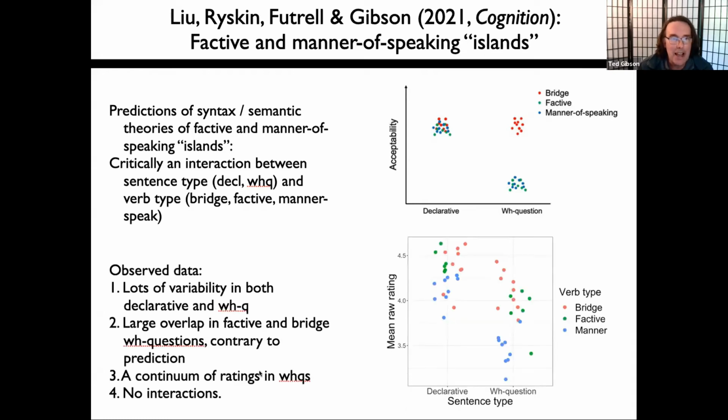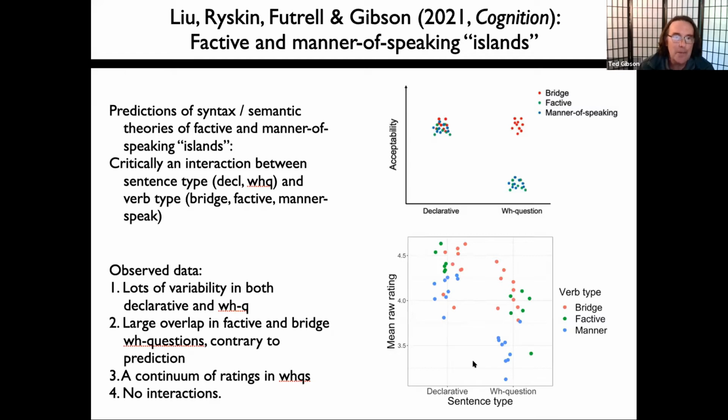Here's what you see. In fact, these are the results. These are one way of graphing some of the verbs from Yingtong Liu's recent experimental work. This appeared very recently in Cognition. First of all, there's a lot of variability in both the declaratives and the WH questions. They're not clumped like this. They're actually very similarly displaced in both of these clumps here.